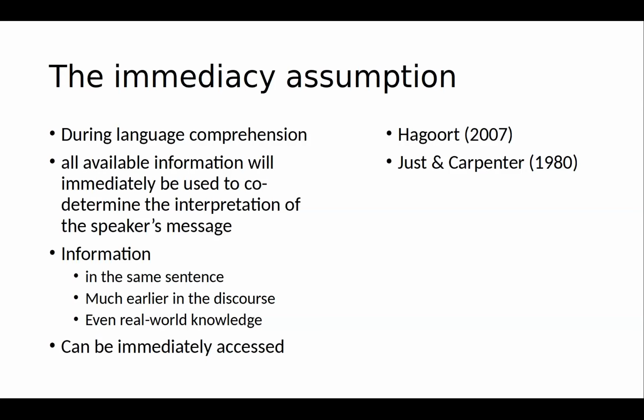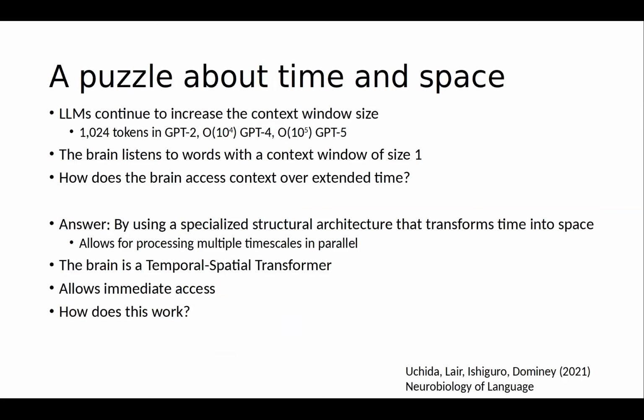This point was raised in psycholinguistics by Haggard, based on work of Justin Carpenter. So we're going to try to address this puzzle, this puzzle about time and space. It's noteworthy that LLMs continue to increase the context window size. Initially context windows were 500, 1,000. Now they're jumping up in orders of magnitude. It's probably 10 to the 6th now for some models.